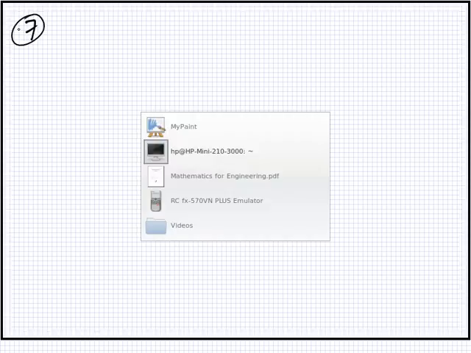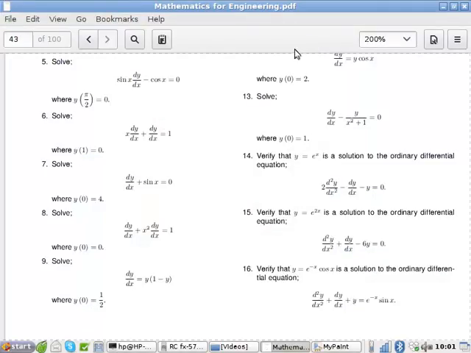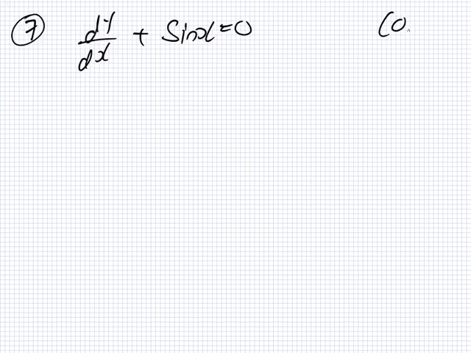Let's have a look at 7 first. 7. dy/dx plus sin x equals 0, and the point is (0, 4). Okay?